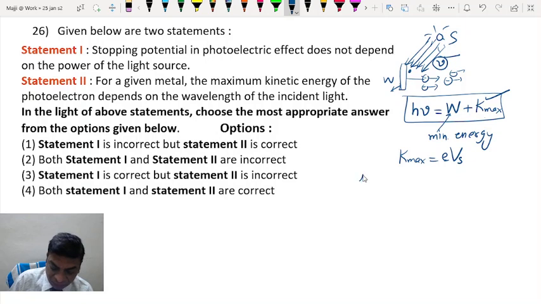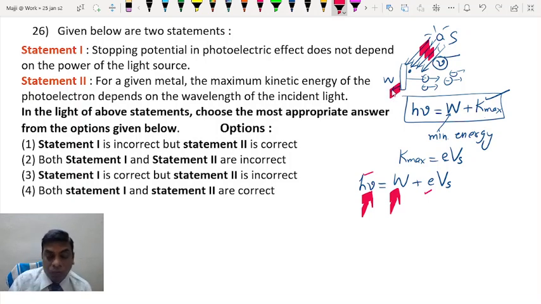So finally I can write like this. Now these are constants. e is a constant. h is a constant. So we are left with these two, W and nu. nu is related to the frequency of the incident light. W is related to the work function of the photometal. So statement 1 is correct.